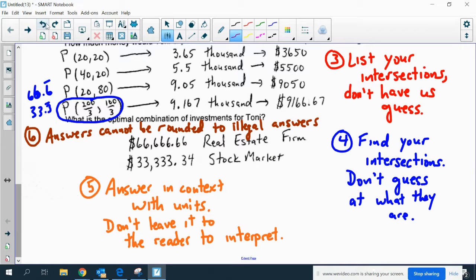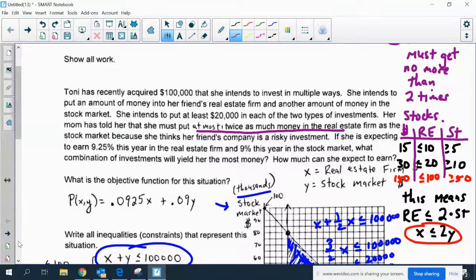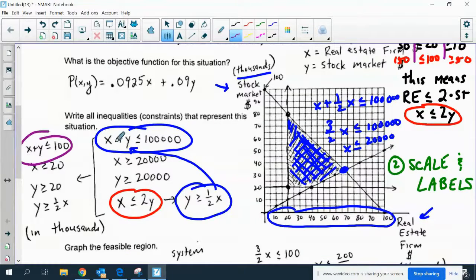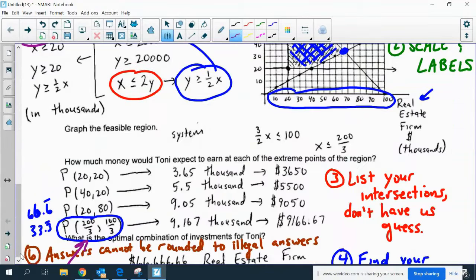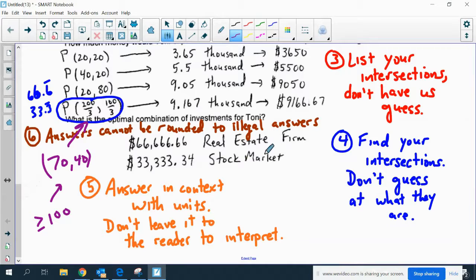So some people just guessed that the point was something like 70 comma 40. Well, that's greater than 100. So you can't have that. I mean, your guess clearly doesn't make sense given the constraints of the problem that x plus y has to be less than $100,000, right? Less than or equal to. So that's kind of a big deal.